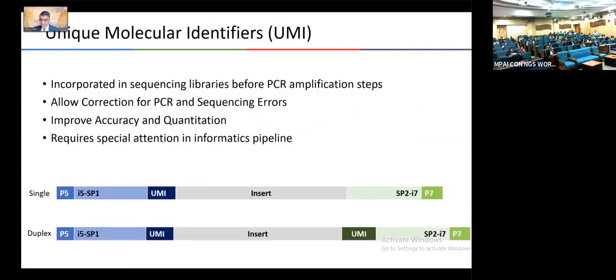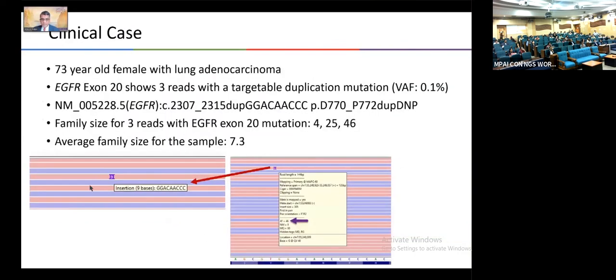Technical advances, rather in chemistry, such as unique molecular identifiers, are allowing us to go deeper and identify these rare variants like a needle in a haystack with higher accuracy. This is an example of a lung cancer patient. The plasma showed a very characteristic exon 20 mutation in only 3 reads, but with a decent family size, and we were able to identify these, and later on this was also confirmed on the tissue.